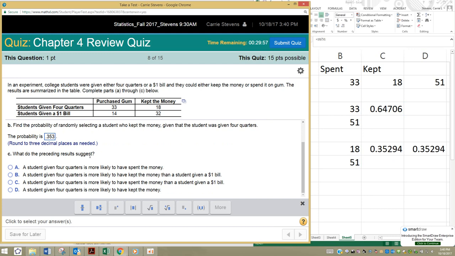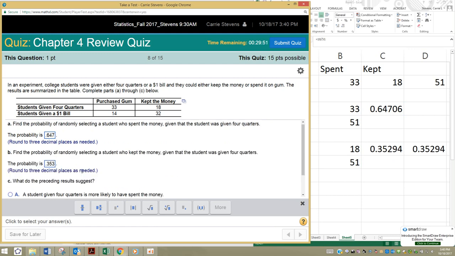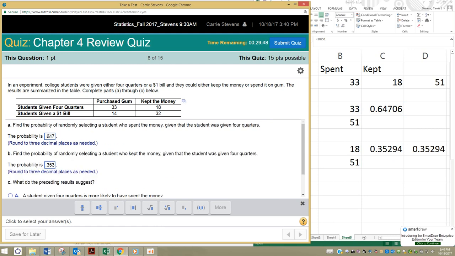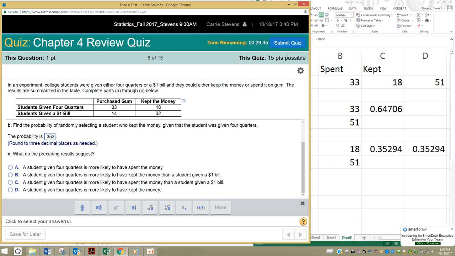What do the preceding results suggest? A student given 4 quarters is more likely to have spent the money, right? Yeah, because there's a higher probability. A student given 4 quarters is more likely to have kept the money than a student given a $1 bill. A student given 4 quarters is more likely to have spent the money than a student given a $1 bill. No, because we didn't even consider the $1 bill people. We were really only looking at the students who had received quarters. Okay, so it's A.